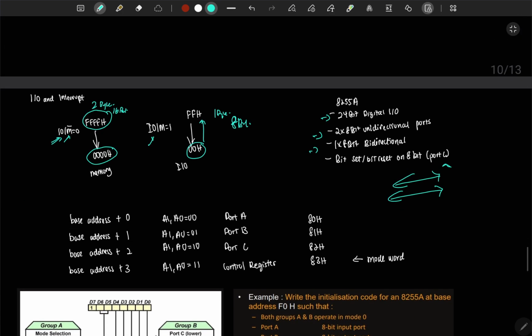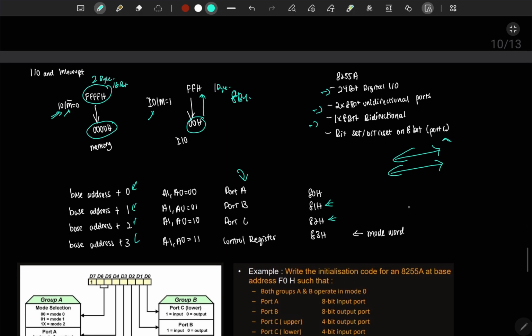So what does it mean by base address plus 0? For example, if the question gives you base address 80H, in most cases it's 80H, then in order to activate port B, we name it 81H, or if you want to use port C, it's 82H, or if you want to use the control register, it's 83H. So the base address plus this 0, 1, 2, 3 will reflect on the port A or B or C or control register that you want to use.